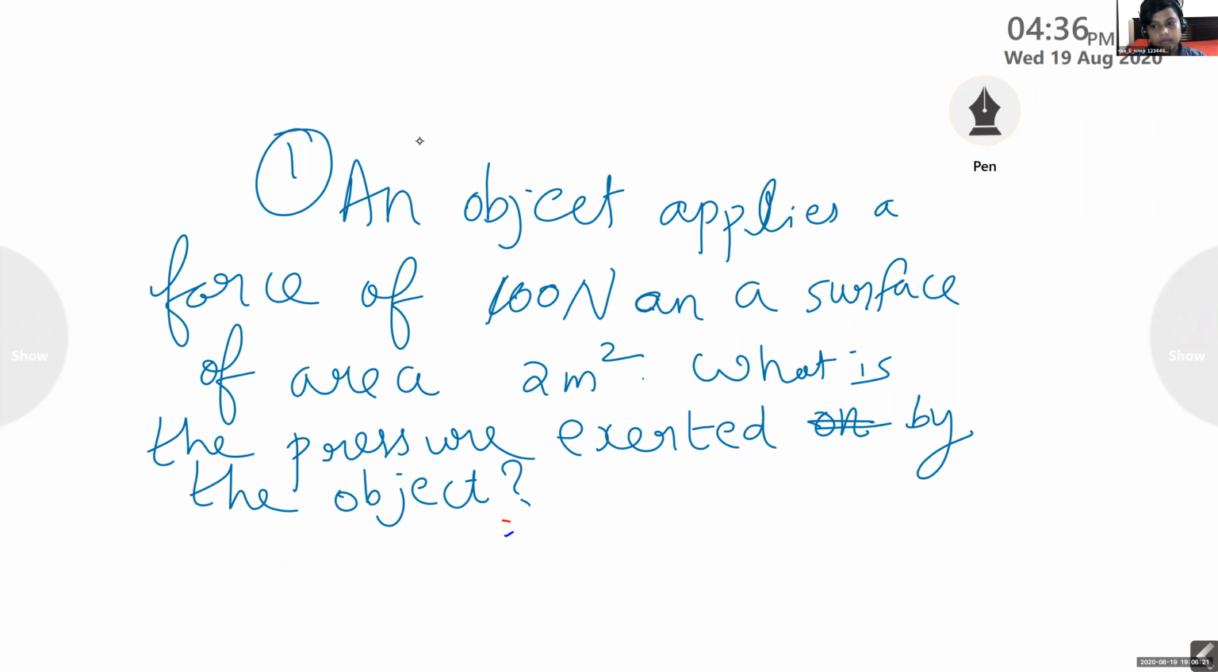Anugrah, what is the equation to find out the pressure? What is the equation to find out the pressure? Anugrah, are you listening to me? I'm asking you. Unmute and tell me what is the equation to find out the pressure. Pressure is equal to?